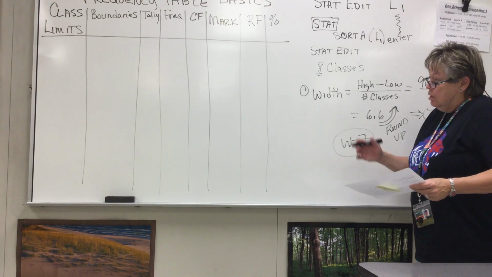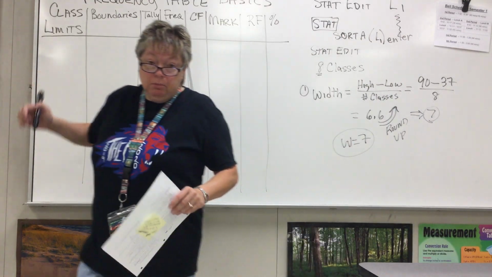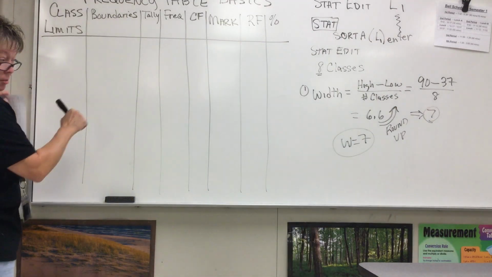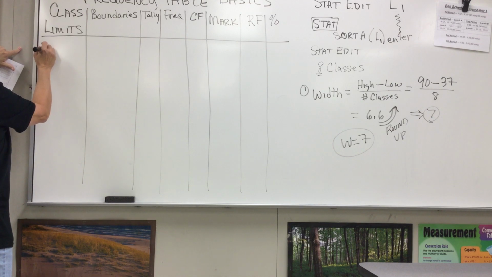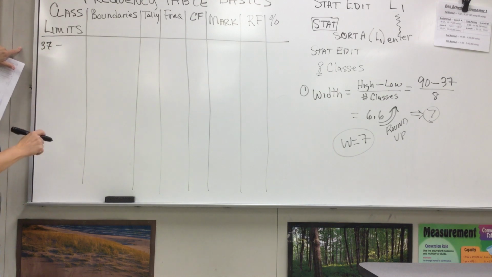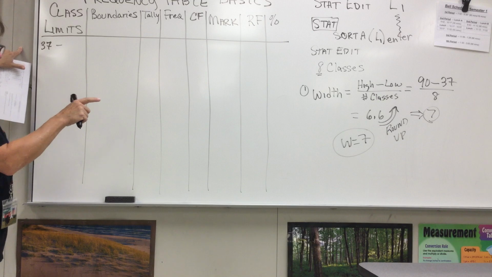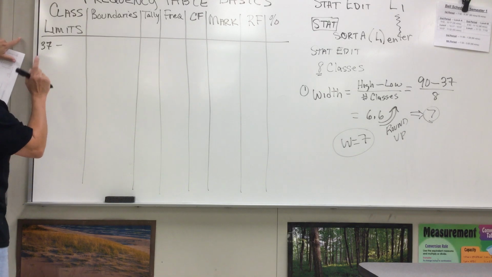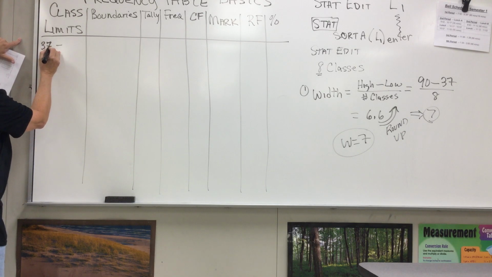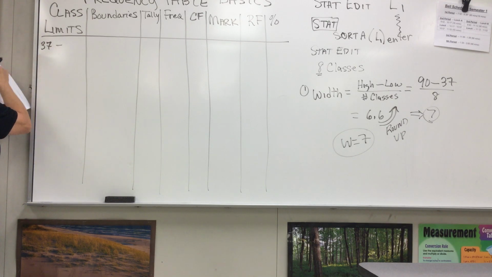Now, to start the frequency table, we're going to begin with class limits. The first limit that you have is the smallest value in your data set, in this case, 37. Using your width, you're going to add down to create the lower class limits. Again, that's kind of a new word. So I'm going to take 37 and I'm going to add 7, and you get 44.